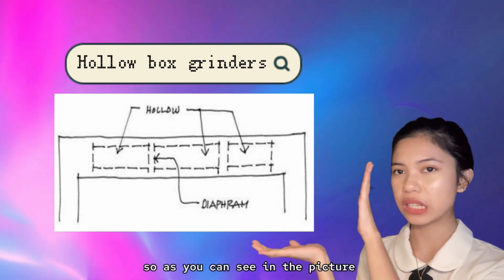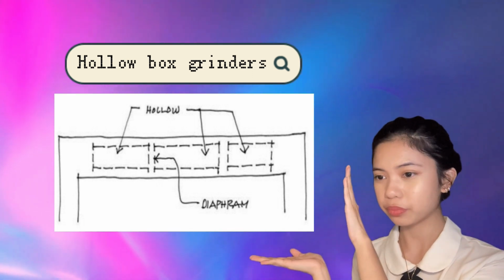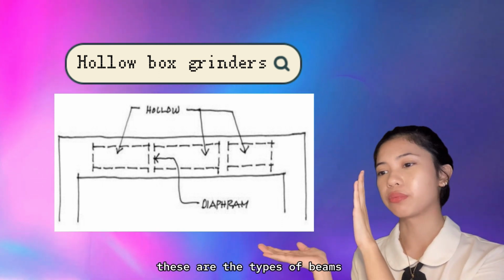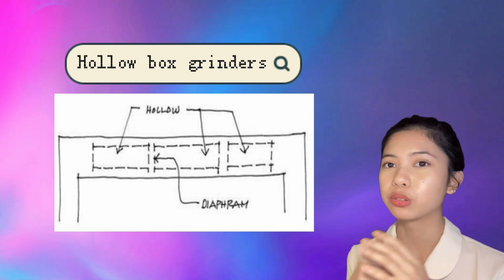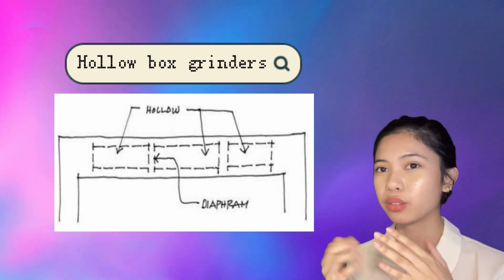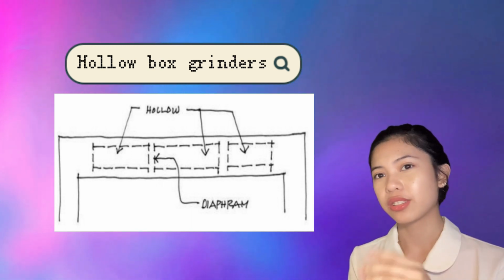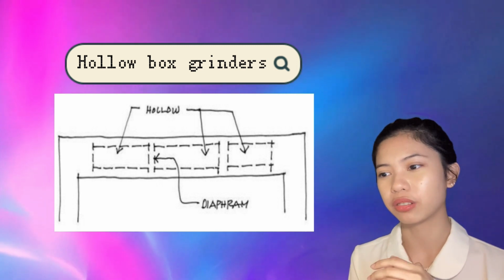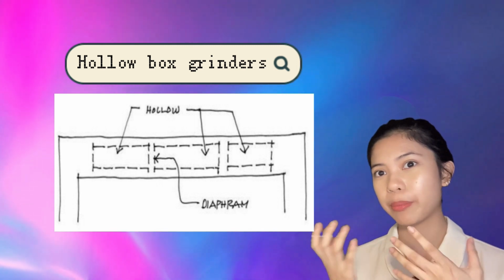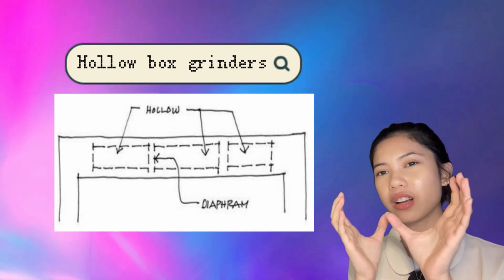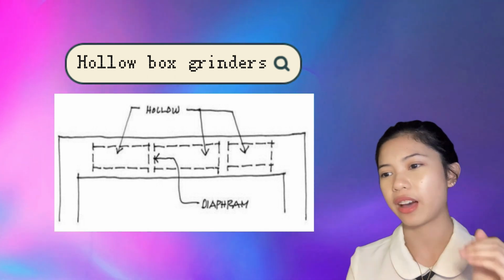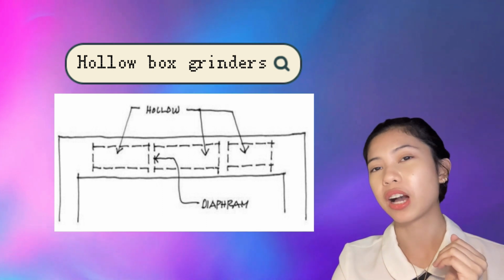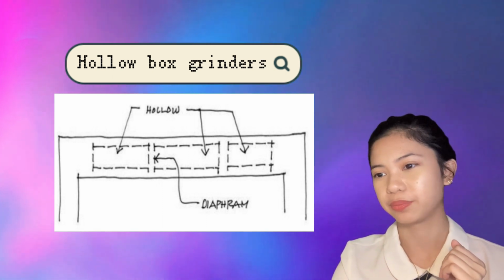So, as you can see sa picture na ito, these are the types of beams na pang matagalan. Like ni-search ko sa Google, tapos yung lumabas doon is mga bridges. Bridges, di ba, pang matagalan yung lifespan nun. Dapat lang. So, it's a kind of beam na hollow yung gitna. Yun yung hollow box girders.